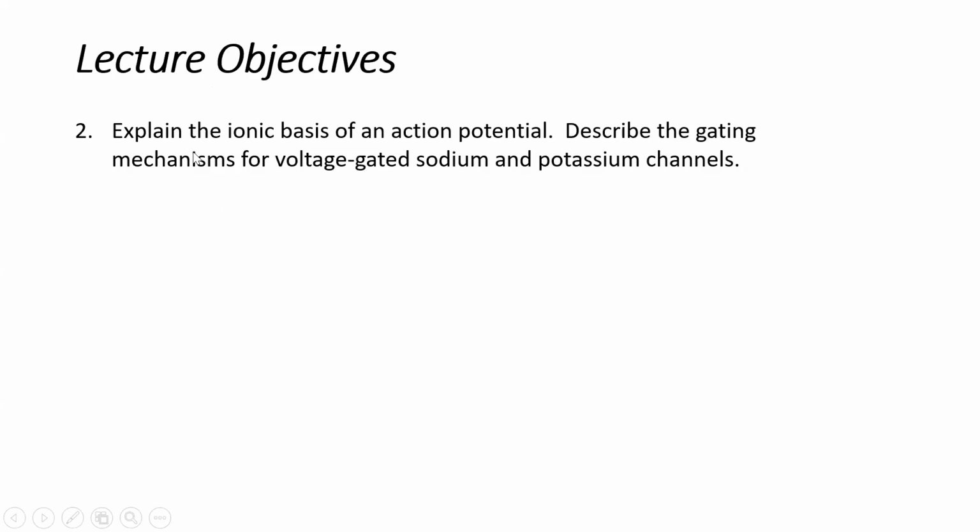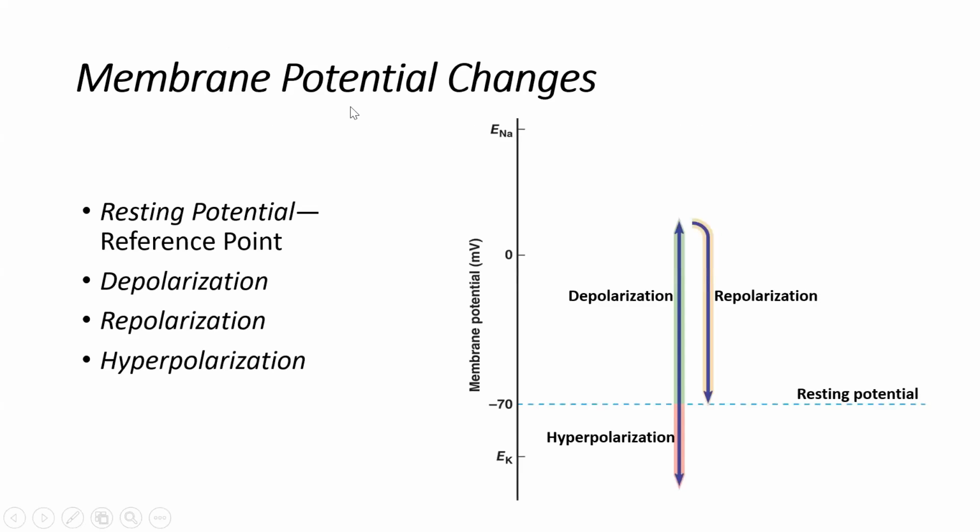All right, excellent. So we're moving on now to objective number 2, which is the ionic basis of an action potential. We're describing the gating mechanisms for our voltage-gated sodium and potassium channels. And so we're going to somewhat build on the complexity of what we've been speaking about so far in terms of the cell. So we talked about the cell having the sodium-potassium pump, as well as the leak channels.